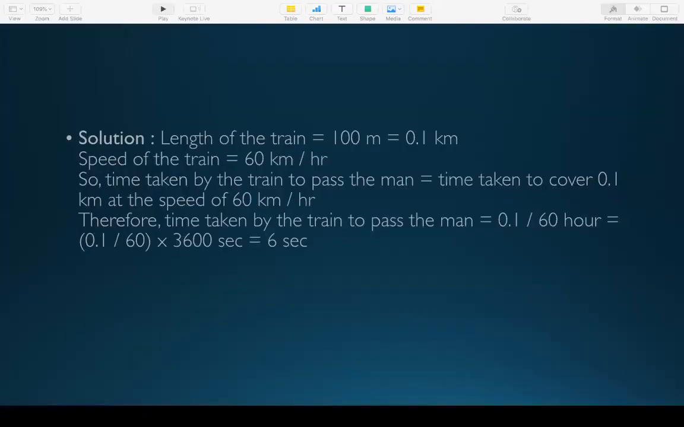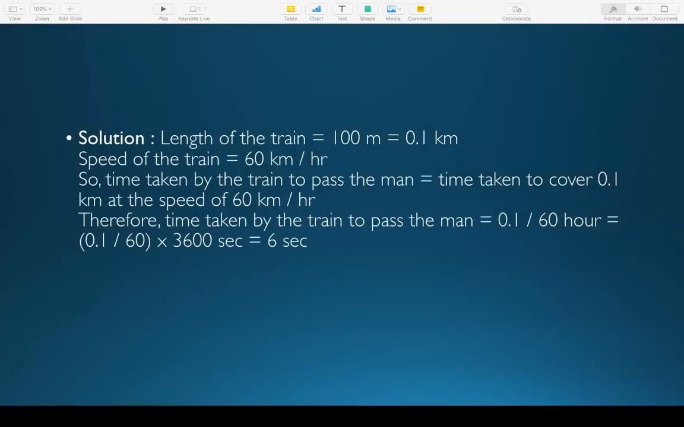The length of the train is given as 100 meters, which we can convert to 0.1 kilometer. And the speed of the train is given as 60 kilometers per hour, right? So length is given, speed is given, time is what we need to find out. That will be distance upon speed. So 0.1 divided by 60. That will come in fraction. When you multiply it with 3600 to convert it into seconds, you get the answer as 6 seconds.